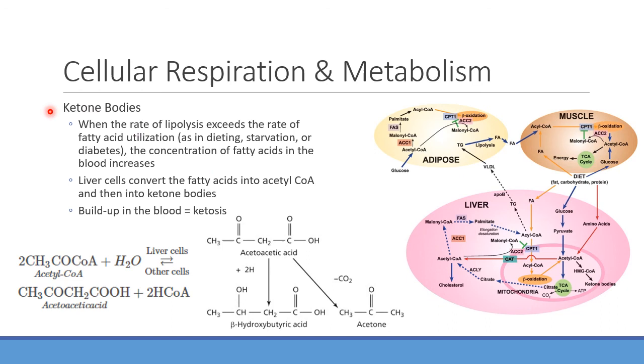Anyway, looking at ketone body production, this happens when the rate of lipolysis exceeds the rate of fatty acid utilization. Say I'm starving, or dieting, or a diabetic patient who lacks insulin to transport glucose into the cells, you undergo this ketone production, right? We're going to have too many fatty acids around. The liver cells try to convert those into a usable form, but the fatty acids are broken down to acetyl-CoA, and an additional byproduct is the formation of ketone bodies, right? When you have a large buildup of ketones in the body, we call that ketosis, right?